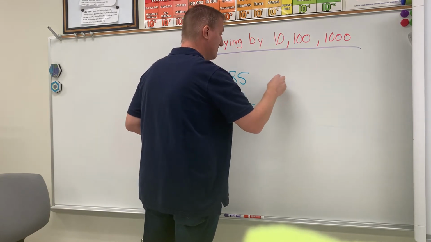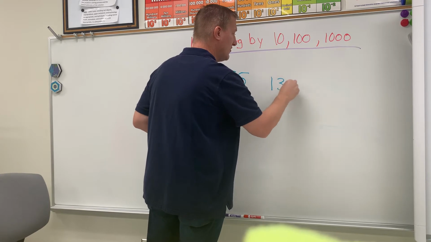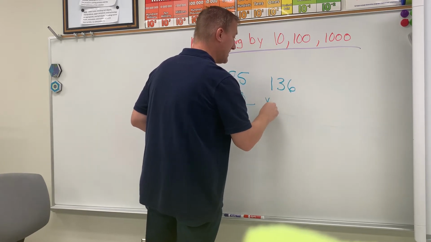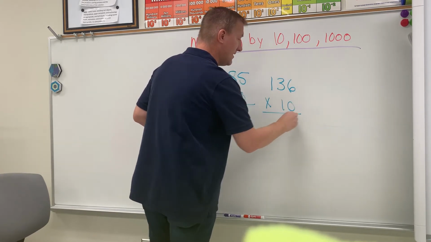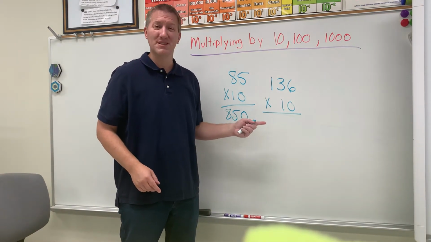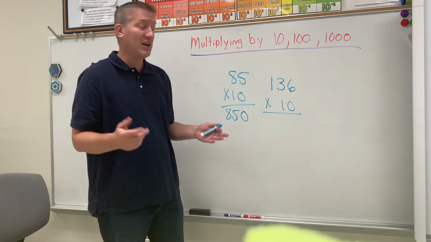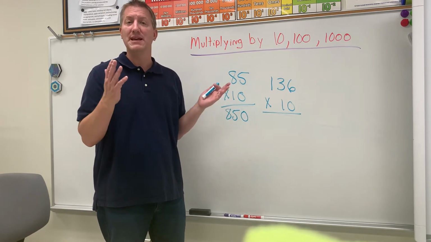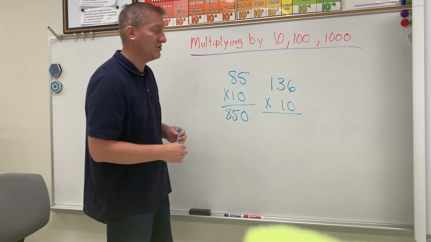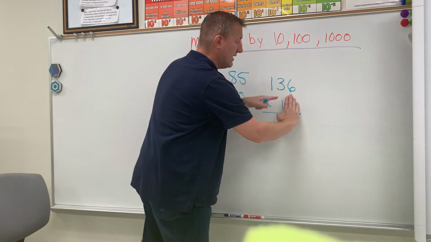Let's do 136 times 10. Okay, you're thinking, wow, Mr. Poole, these are really big numbers. Okay, but you're gonna simply do it and you're not even gonna have to work it out because the strategy works 100% of the time. Let's cover up that 0.